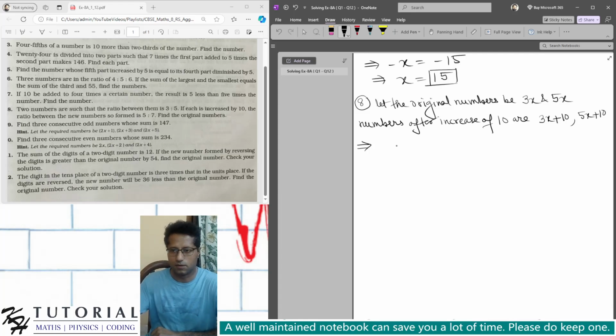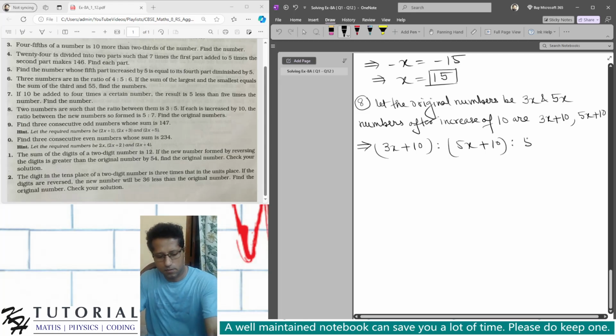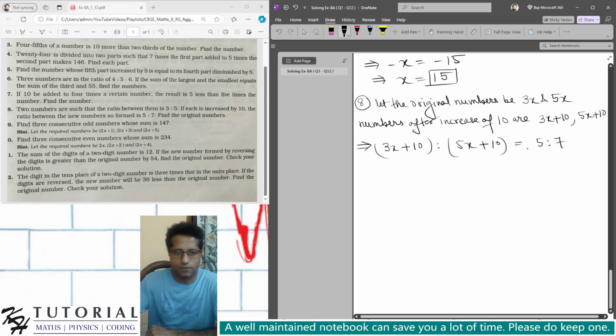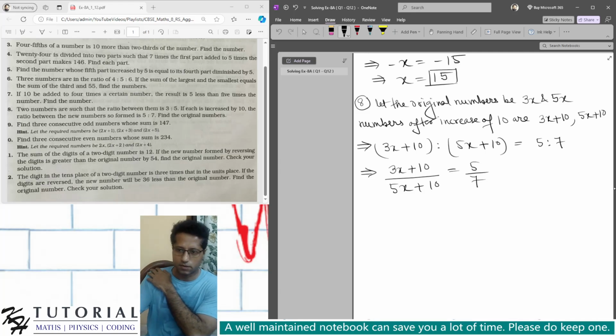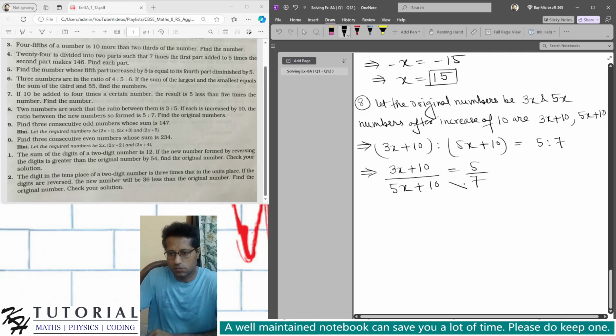It is given that the ratio of the new numbers is 5:7. So we can say that 3x plus 10 is to 5x plus 10 is equal to 5:7. So from the concept of ratio and proportion, we can say that 3x plus 10 divided by 5x plus 10 is equal to 5/7. This is not actually a linear equation, but if we do cross multiplication, it will get reduced to linear form. So we will do cross multiplication.